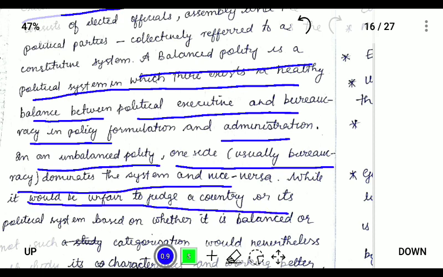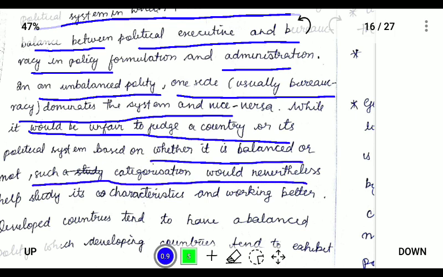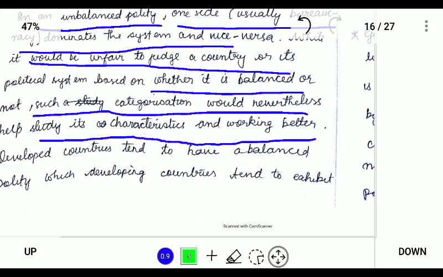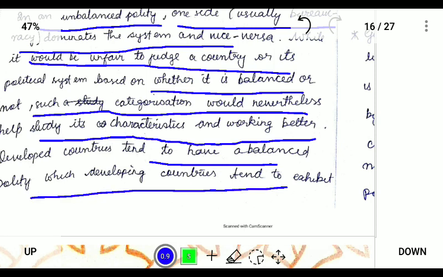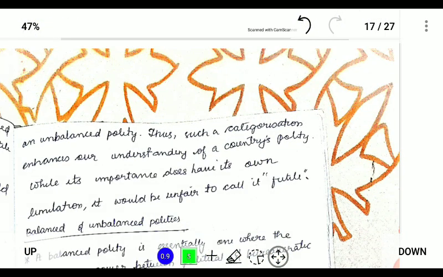While it would be unfair to judge a country or its political system based on whether it is balanced or unbalanced, such categorization would nevertheless help study its characters and working better. Developed countries tend to have a balanced polity, while developing countries tend to have an unbalanced polity. Such a categorization enhances our understanding of a country's polity. While it has its own limitations, it would be unfair to call it futile.